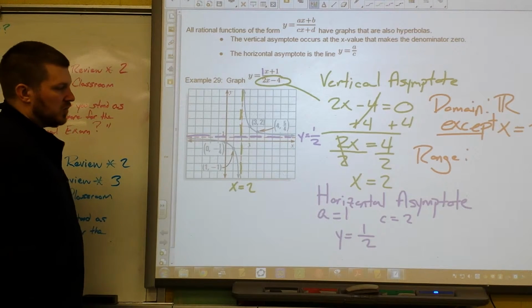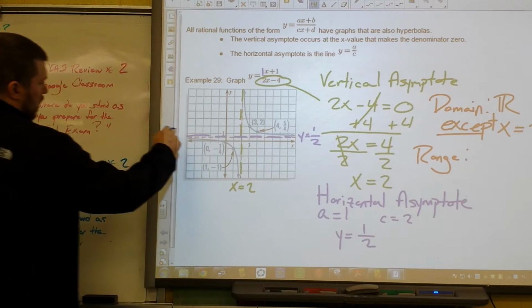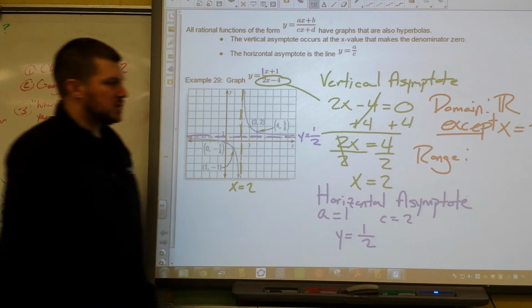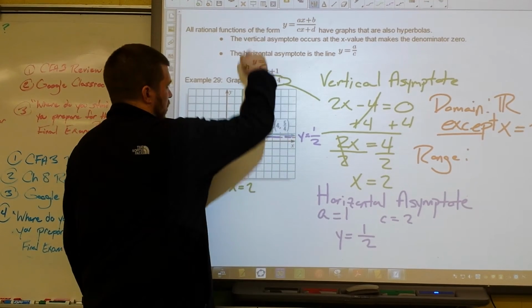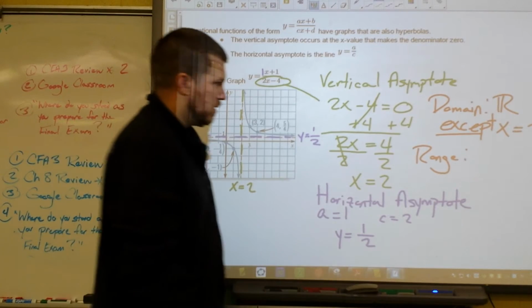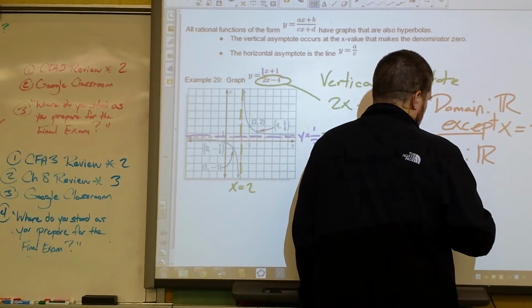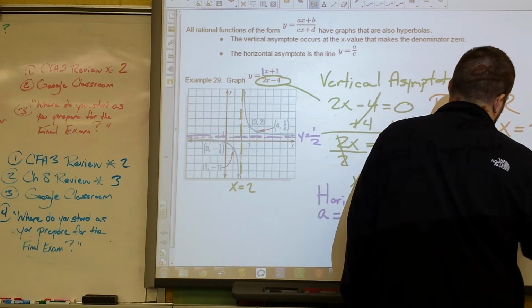Now let's try to go up with each branch. I'm going to start with the bottom branch again. As I go up, I get really close to that line y equals 1/2, but I can never quite cross it, so I have another restriction. And with the top branch, I can go all the way up to positive infinity, no problem at all. So the range is all real numbers, except y equals 1/2.